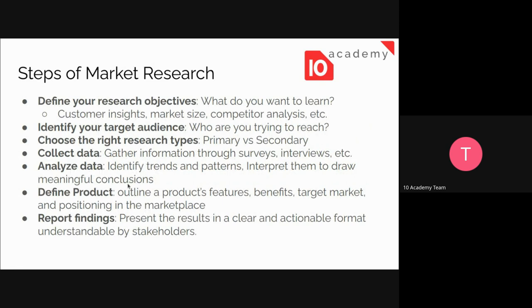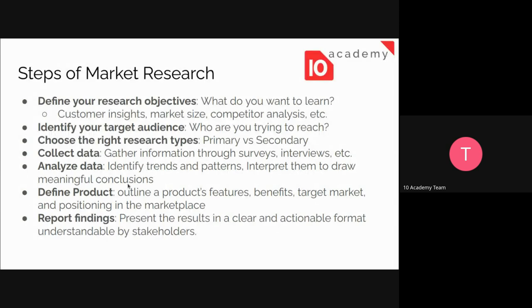Okay, so as we have grown our knowledge so far, what are the steps of conducting a good market research? Because at the end of the day, this is what we want to do. We want to conduct a good market research. The first thing we need to do is to define our research objective. So we need to ask ourselves, what do we want to learn? Do we want to learn the size of the market? Do we want to know something about our competitors? Do we want to know the needs of the customers? Do you want to know when the customer wants to buy a product?